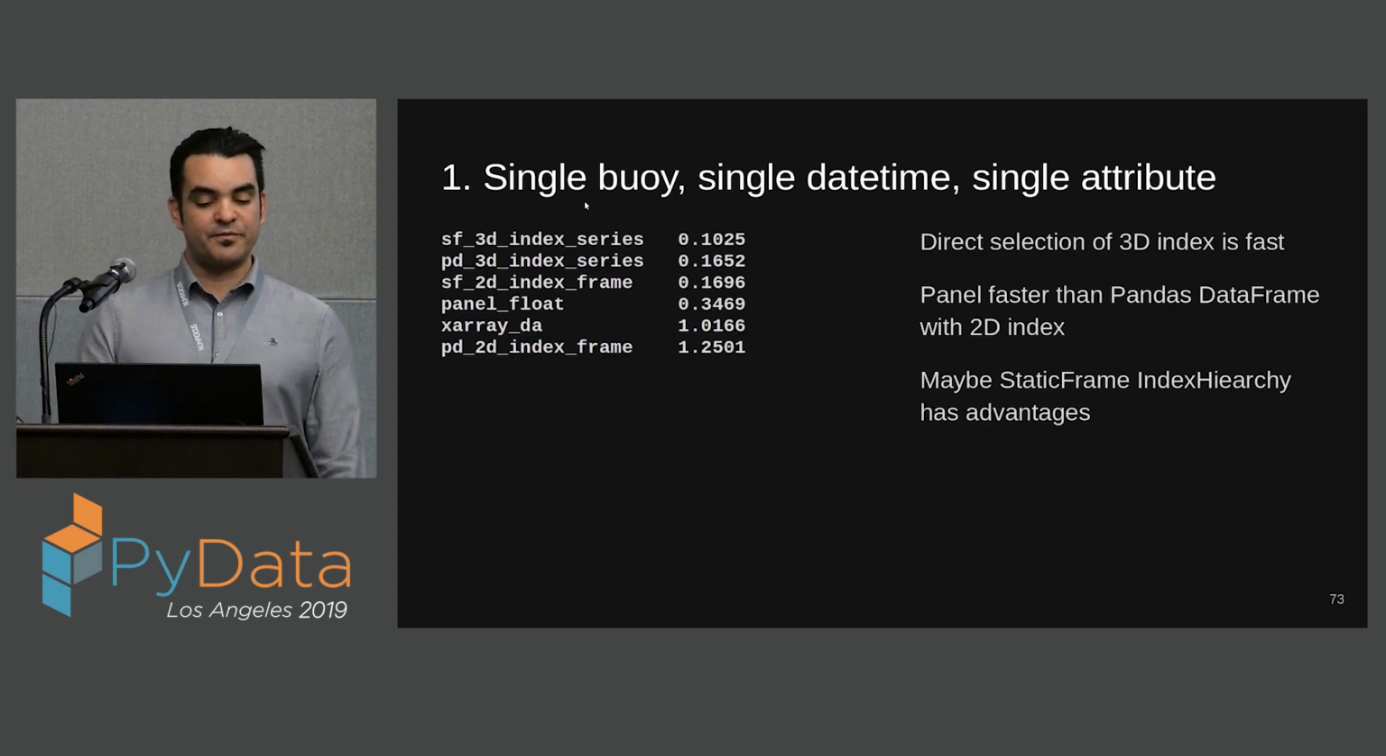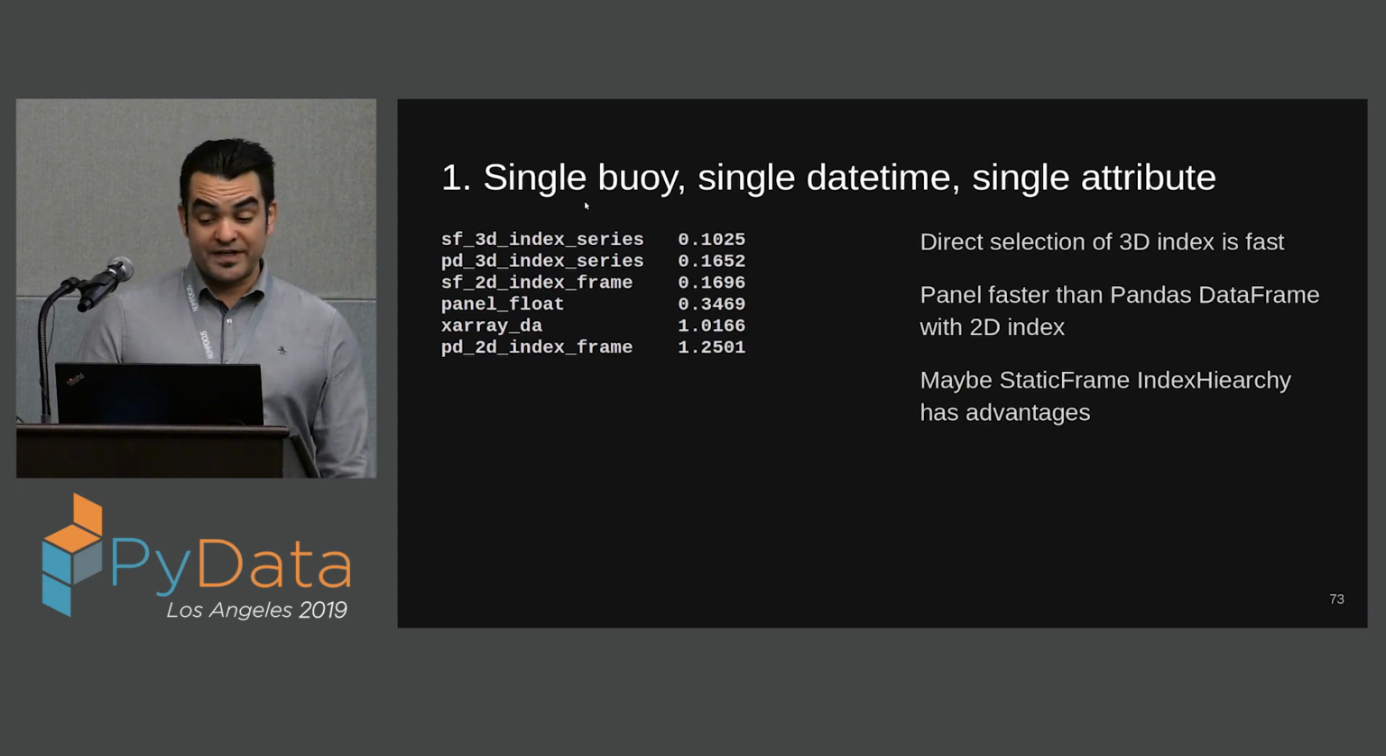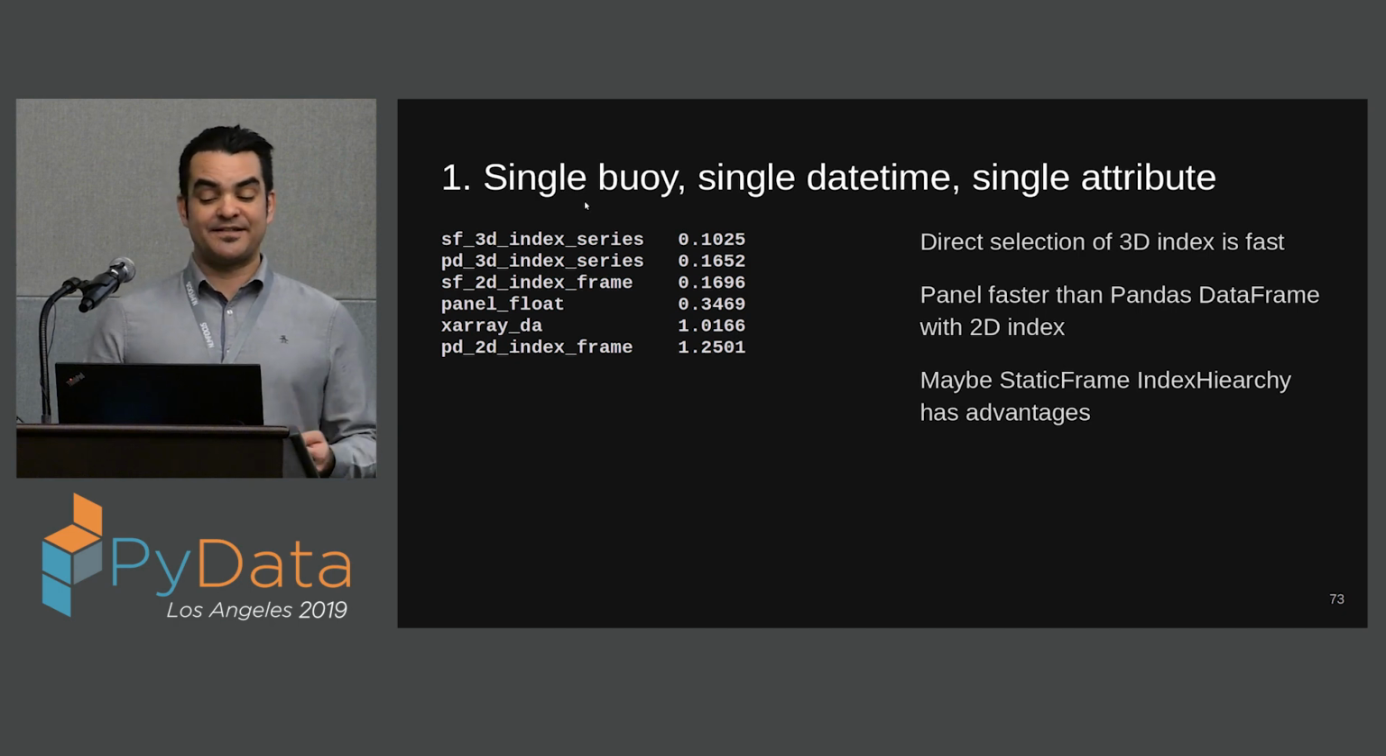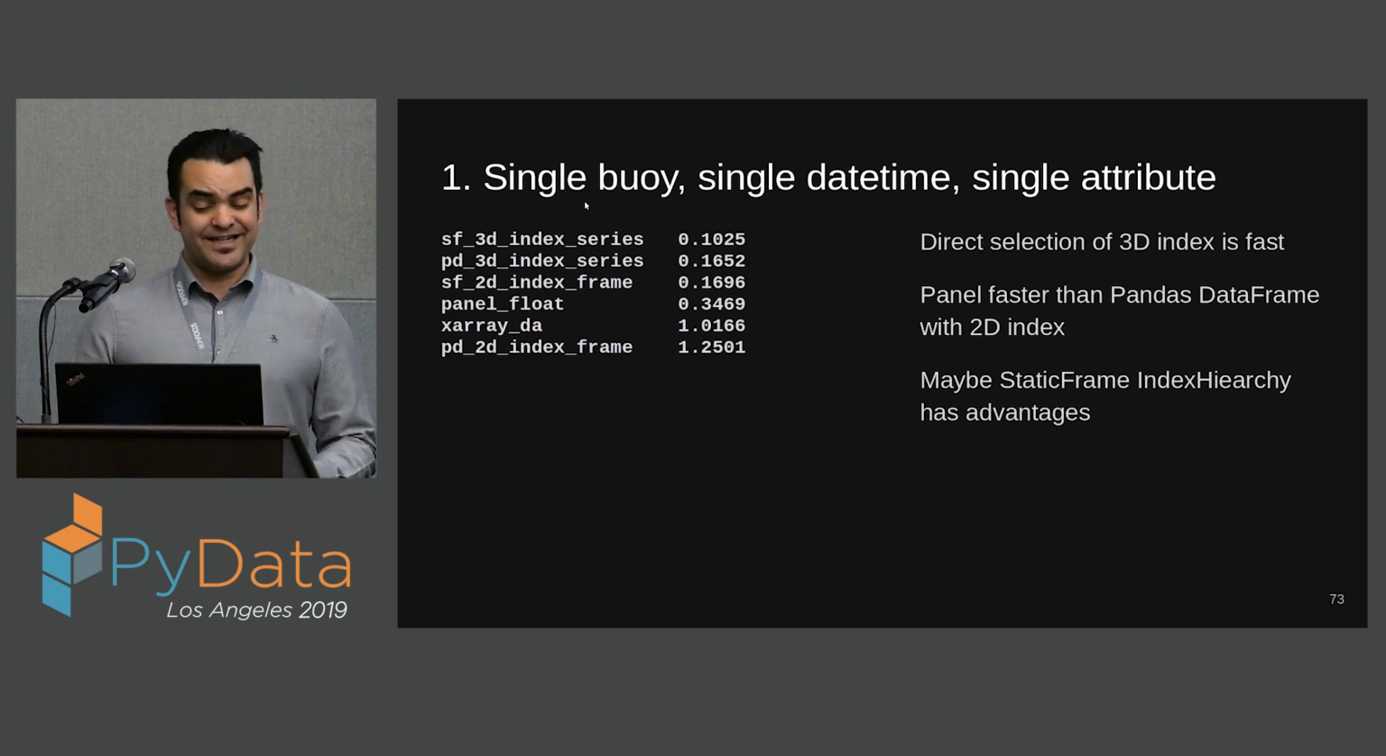So here are the results from this first test. We see that direct selection of a 3D index is fast. We're just drilling down into single values. And both the static frame and pandas three-dimensional index on a series here is actually pretty fast. The panel is faster than the pandas data frame with a 2D index. That's a trend we're going to see. And we could consider that the static frame index hierarchy may have some advantages here, but I'm not too wedded to that claim.